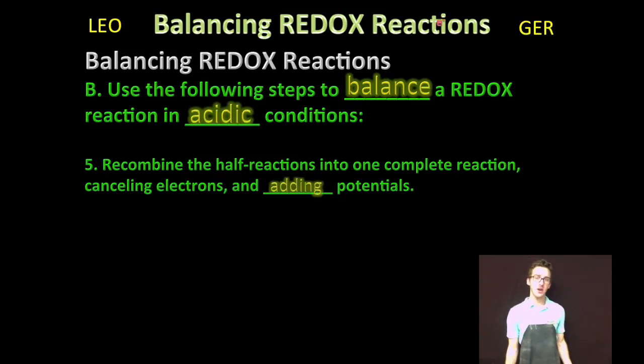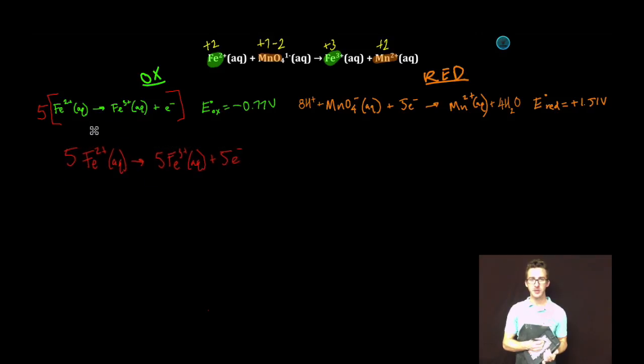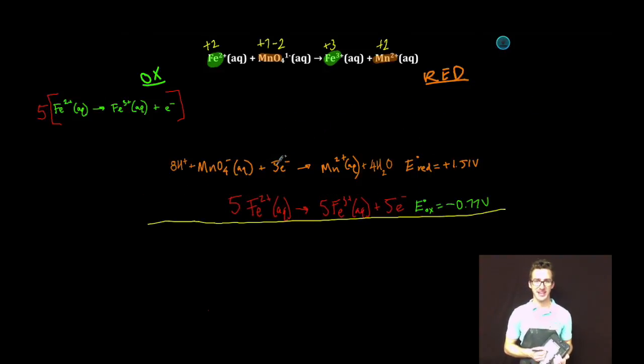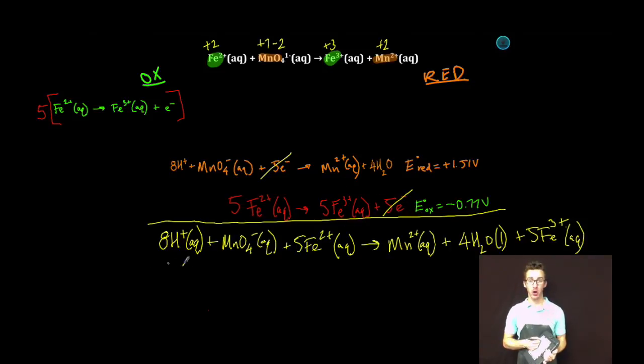And then finally, recombine the half reactions into one complete overall reaction, canceling out the electrons and adding the potentials. Our final step here is to recombine the equations. As I look to do that, I can cancel out the electrons and they won't show up in my overall reaction. Anything else that's on the left-hand side of one equation and the right-hand side of another would also cancel out. Then you just sum the equations together. Boom, here's my balanced overall equation in acidic solution.